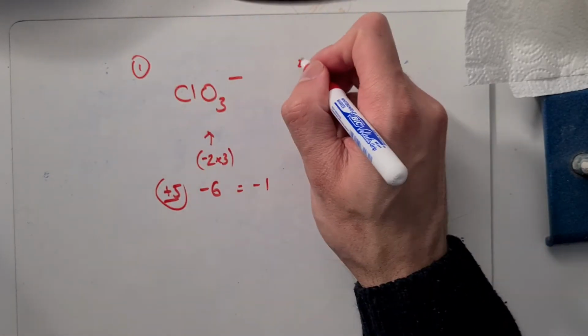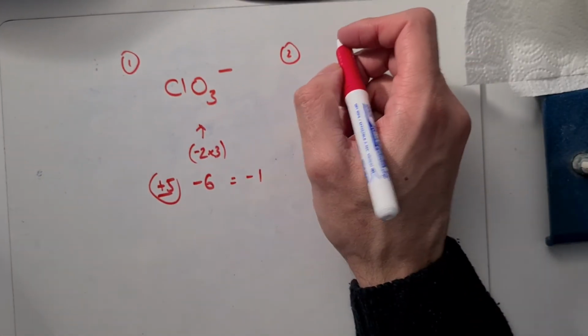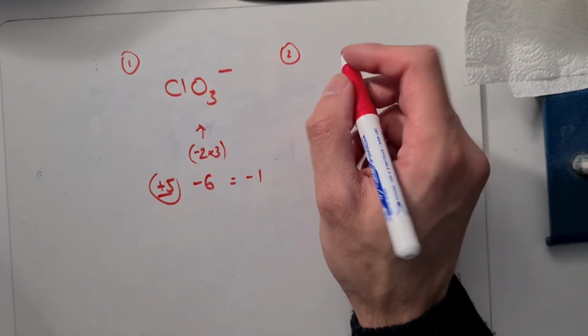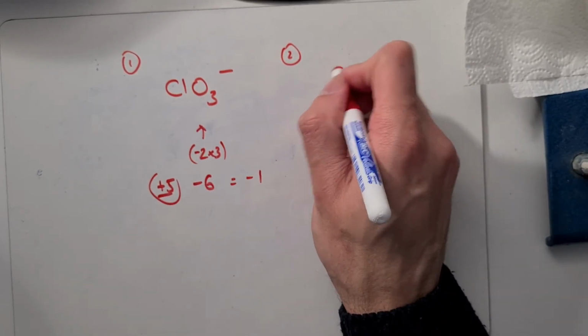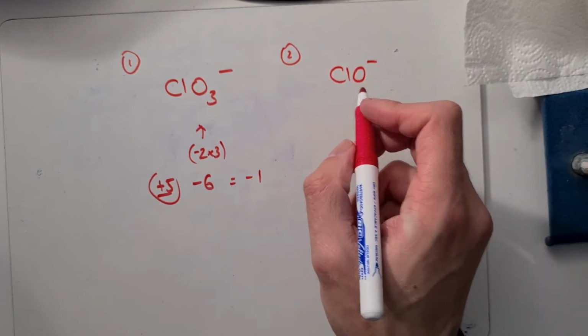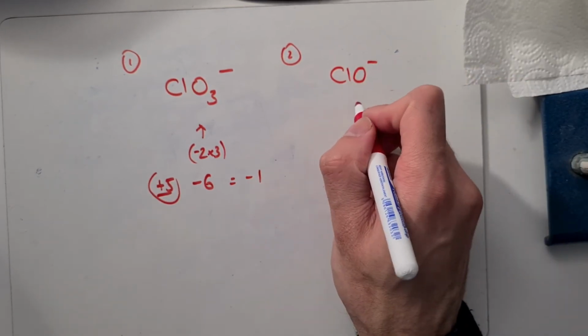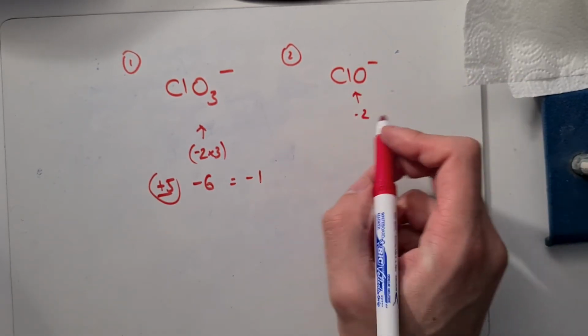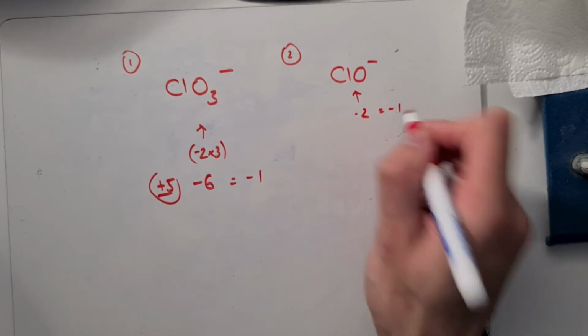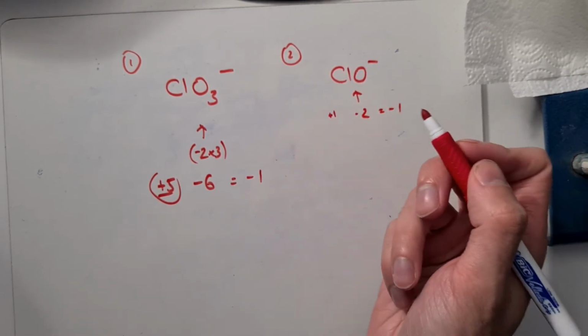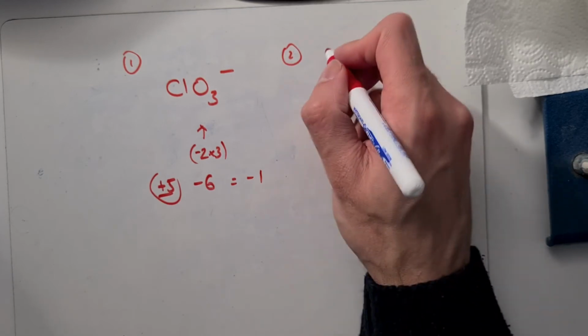2, chlorate has a chlorine in a +1 oxidation number, so we can have a look at that again. ClO-, we've got -2 for the oxygen. Overall, it's got to equal -1, so that must be +1. So that fits, so 2 is true.